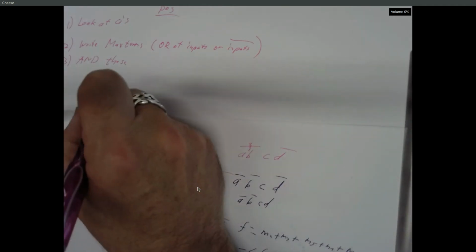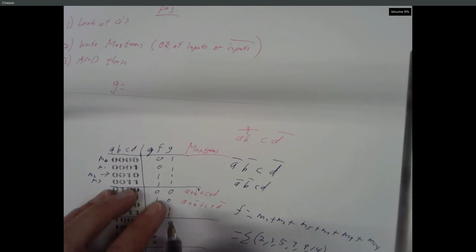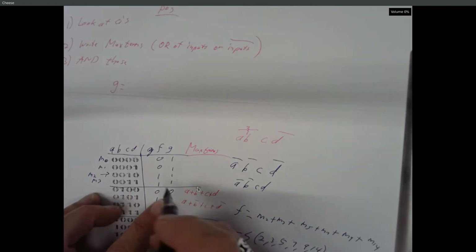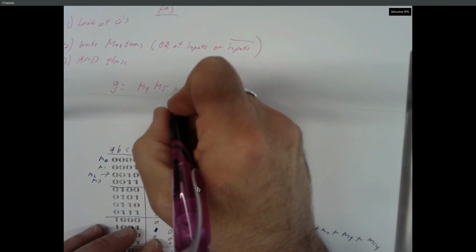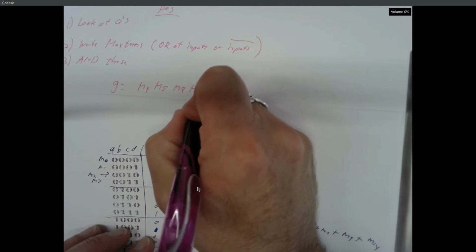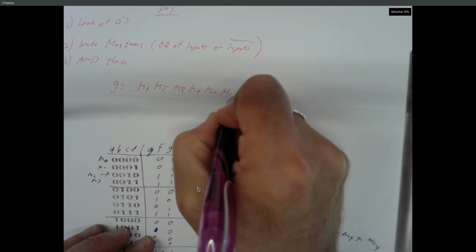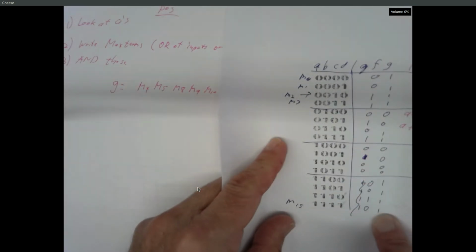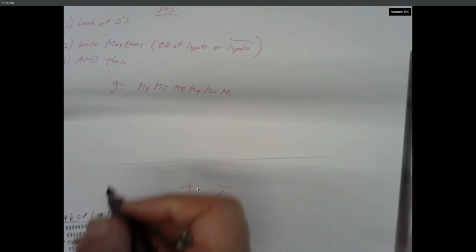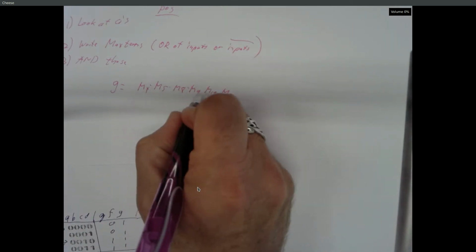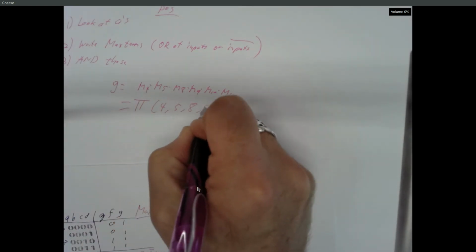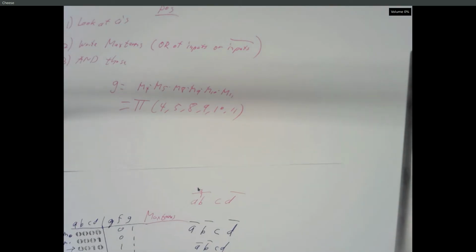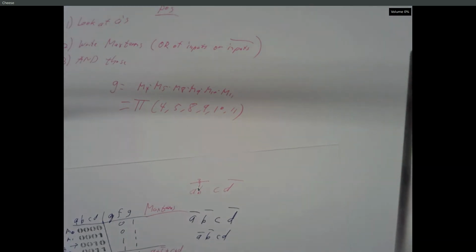Okay, for compact form, it's the same thing. We just write down the max terms where we have a 0. So this is M4, this is M5, M8, M9, M10, and M11. And that's just coming straight out of the truth table, all the terms that are 0. And these are all ANDed together, so it's a product, which we can write as product 4, 5, 8, 9, 10, 11. So that's a compact form.